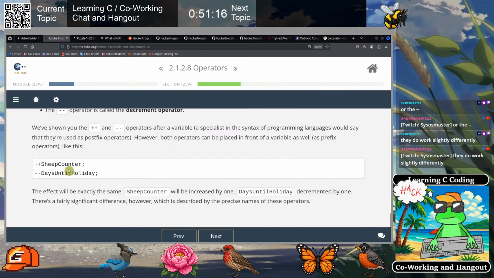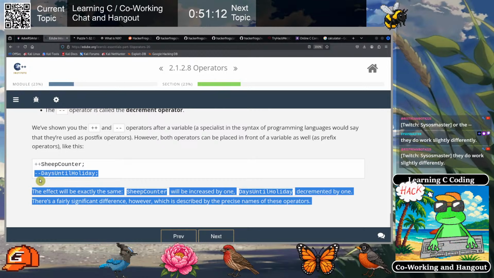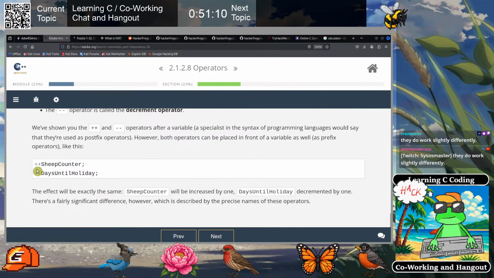So plus plus sheep counter or minus minus days until holiday. I mean, these are the same, right? If you put it at the beginning or if you put it at the end, it's kind of the same thing, right? Or are they different?